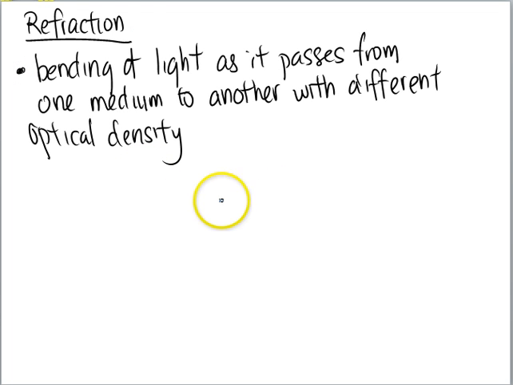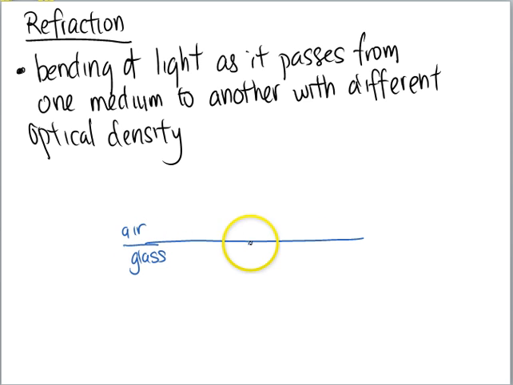So how does it look like? Imagine here I've got glass, and air. Imagine this like a glass block, one of the surfaces. As light travels from the air to the glass block, it will actually bend. This is known as refraction.